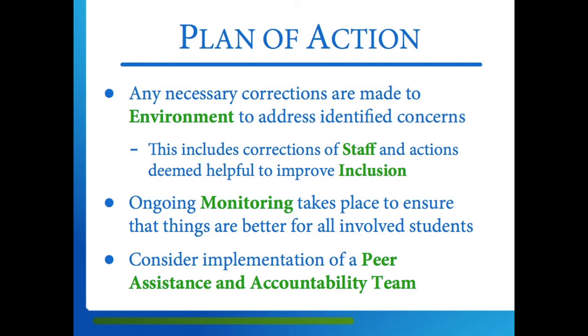It's also necessary to investigate and ensure that corrections are made to the environment to address any identified concerns. This may include corrections of staff behavior, as well as actions deemed helpful to improve inclusion. Because we know that frequently adult interventions are not effective, do not make things better, or might make things worse, it's essential to have ongoing monitoring to ensure that things get better for all involved students. I'm also introducing and suggest that you consider the implementation of a peer assistance and accountability team.